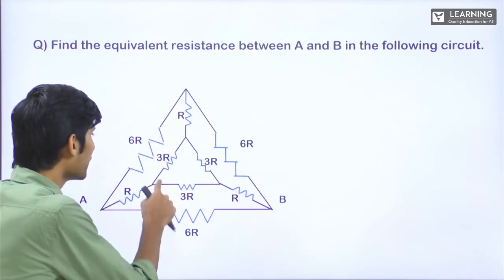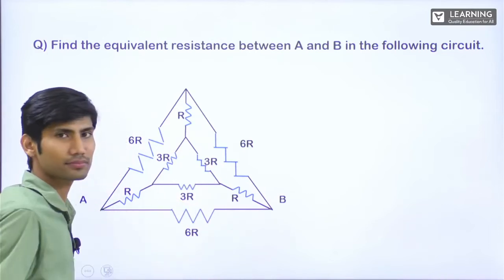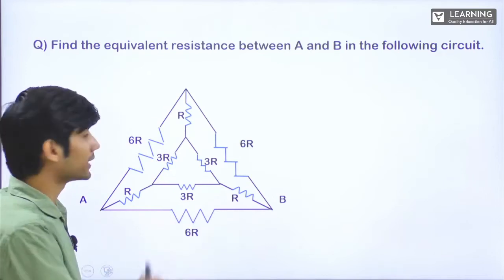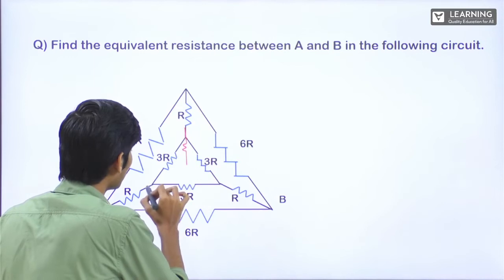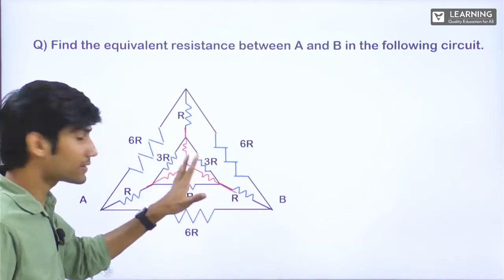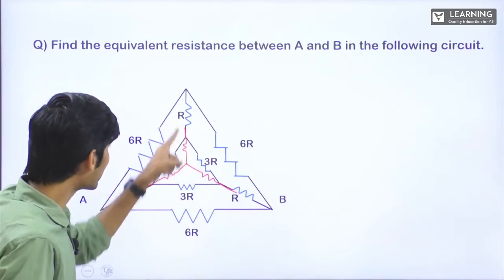See here. First, if you see this inside, there is a delta. Can we convert this delta into star? If I convert this delta into star, what will happen? See, this one resistance will come, here one resistance will come, here one resistance will come. Just imagine these three are not there, right? The triangle part, this is not there. Now it is like this.